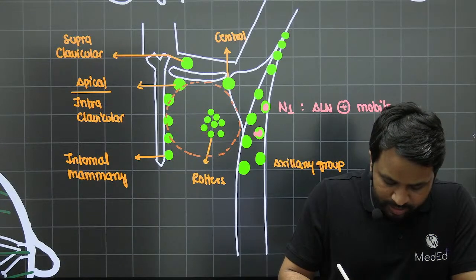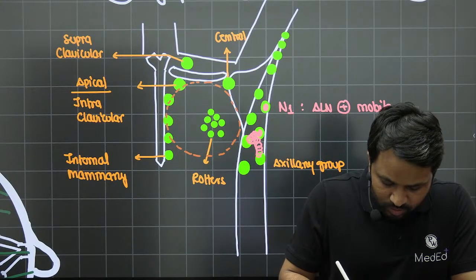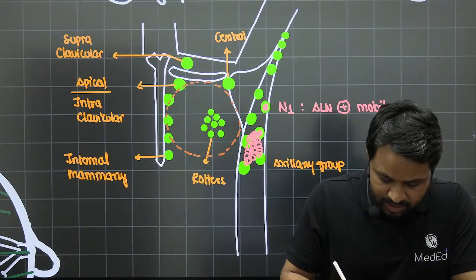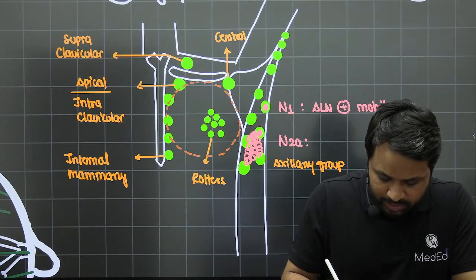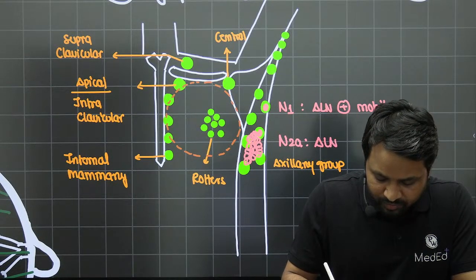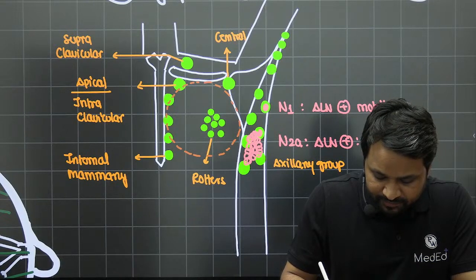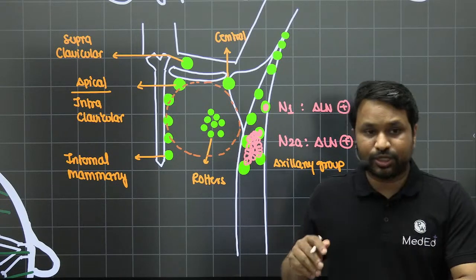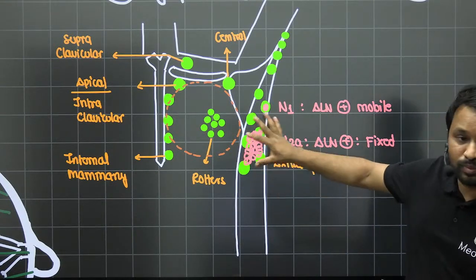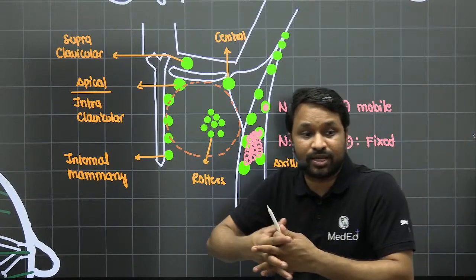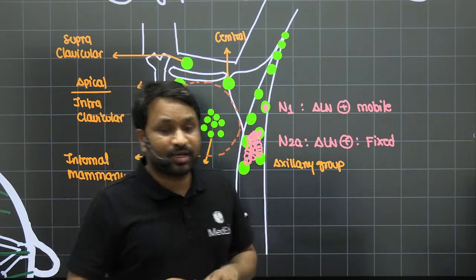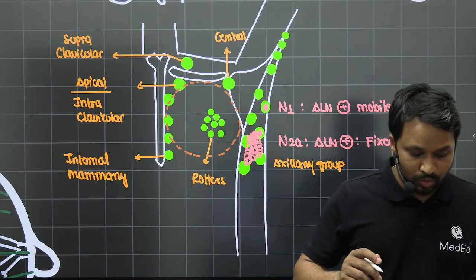Now, if the tumor becomes large and it starts infiltrating all the nodes and they all get fixed, this is what we call N2A, where the axillary group of lymph nodes are involved, but this time they're getting fixed. Why do they become fixed? Because the tumor starts to infiltrate and involves multiple nodes and they coalesce together, and that coalescence is what we call fixity. That is going to be N2A, right?